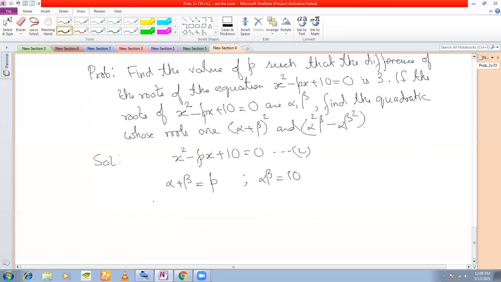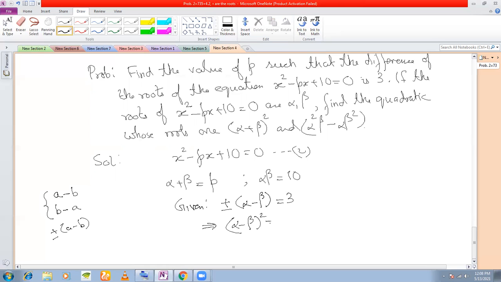So therefore, what is the difference of the roots here? You have to find the value of p such that the difference of the roots is 3. If I say difference between A and B, I mean A minus B, I also mean B minus A. So if I combine these two, I can write plus or minus A minus B. So I can write plus or minus alpha minus beta. I don't know which way it is. 3 is given, but I don't know if alpha minus beta is 3 or beta minus alpha is 3. So the difference of the roots is given to be 3. Now, in order to remove this plus or minus sign, I'll square both sides. So alpha minus beta whole square must be equal to 9.